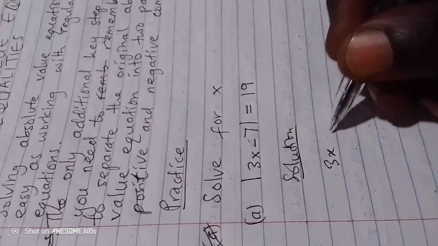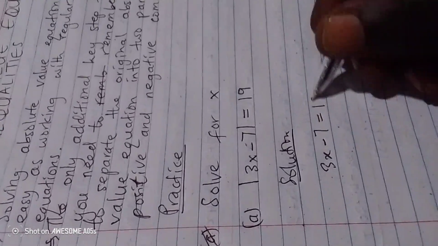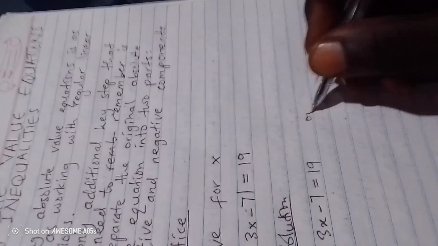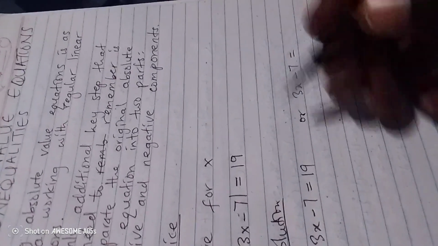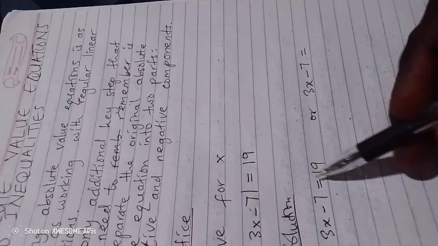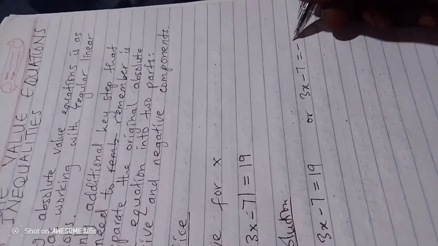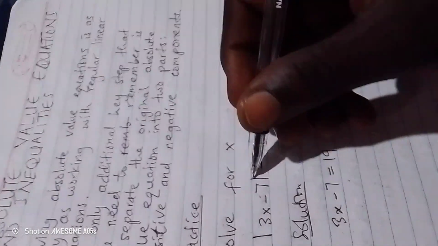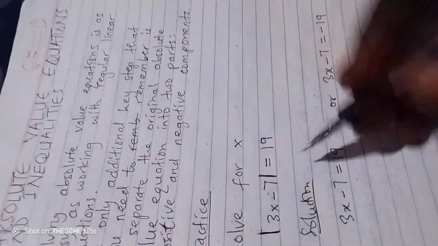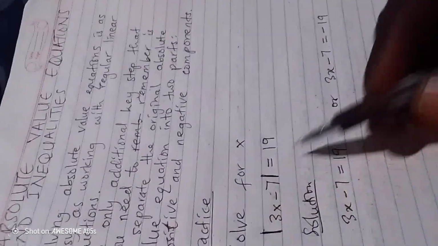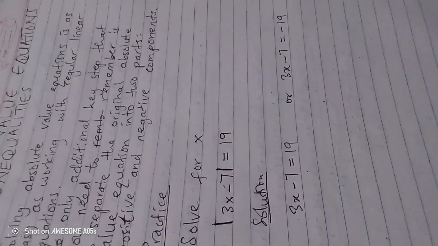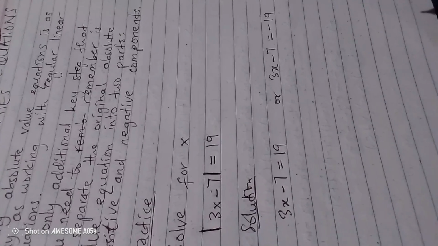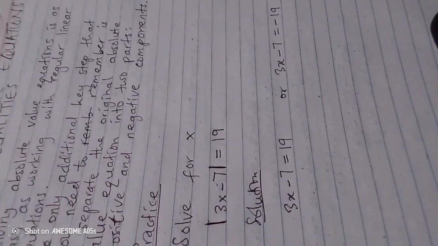So we're going to say 3x minus 7 equals 19. That is its positive form. And then for its negative form, we'll say 3x minus 7 equals, then this answer, which is here we have put it to be positive, let it now be a negative. Why are we doing so? Just because of this. That is why we are saying the value inside has got two possible answers, the positive part and the negative part. So that is the key factor of the absolute value equations. If that is missed, then it will not be correct. So make sure we are aware of that.